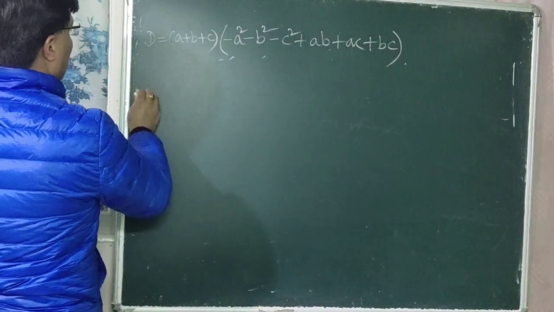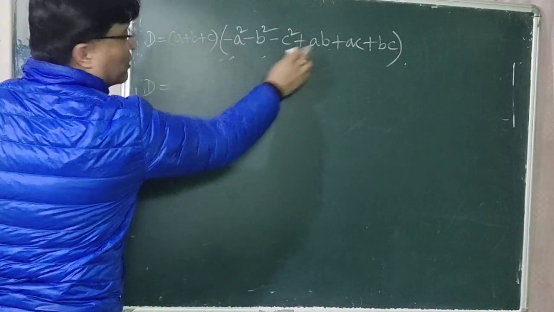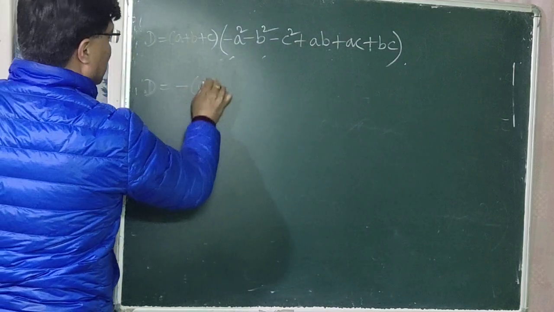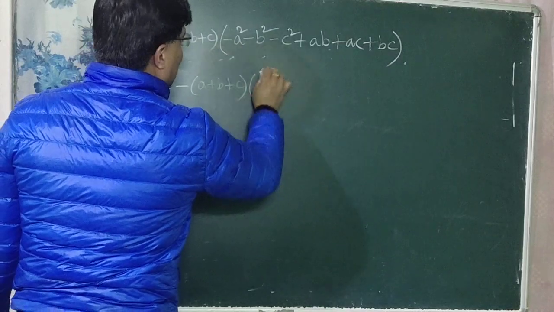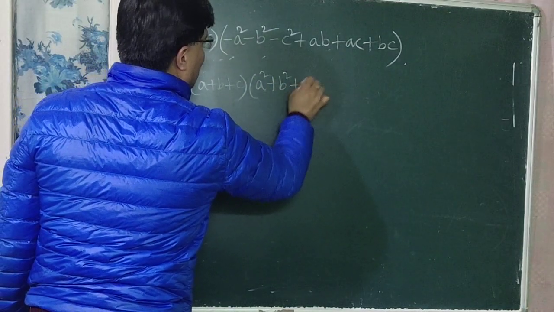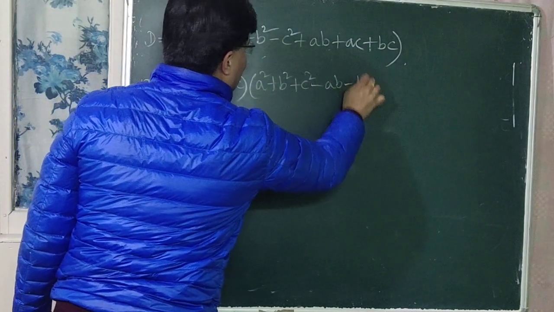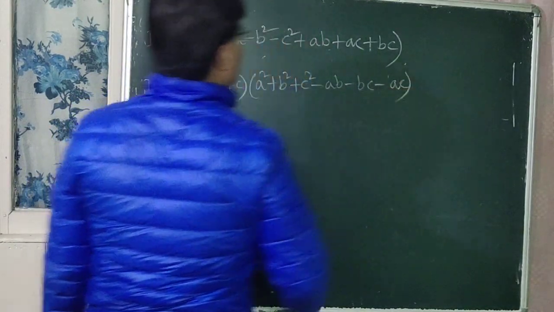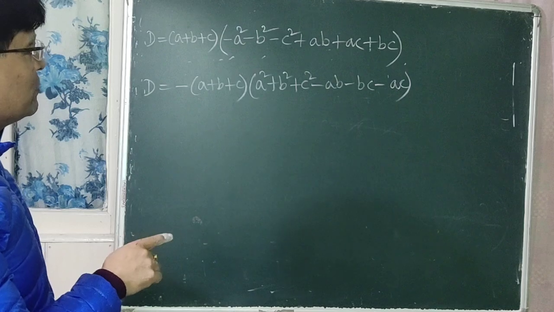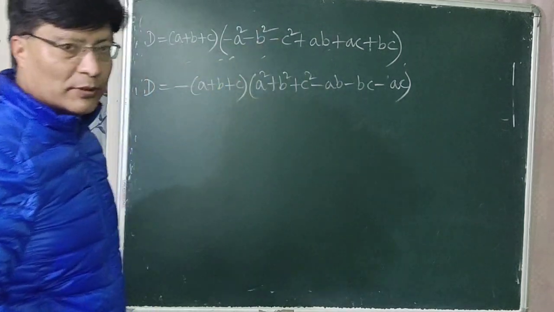Therefore D is equal to, here minus taken common. Take minus common, A plus B plus C as it is. So it is A square plus B square plus C square minus AB minus BC minus AC. Okay. Minus AB minus BC minus AC. Here minus is taken common, right?